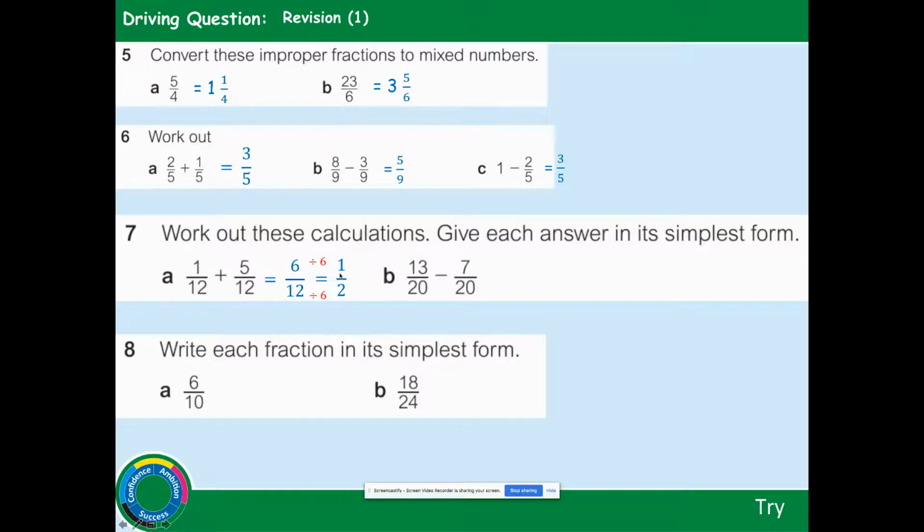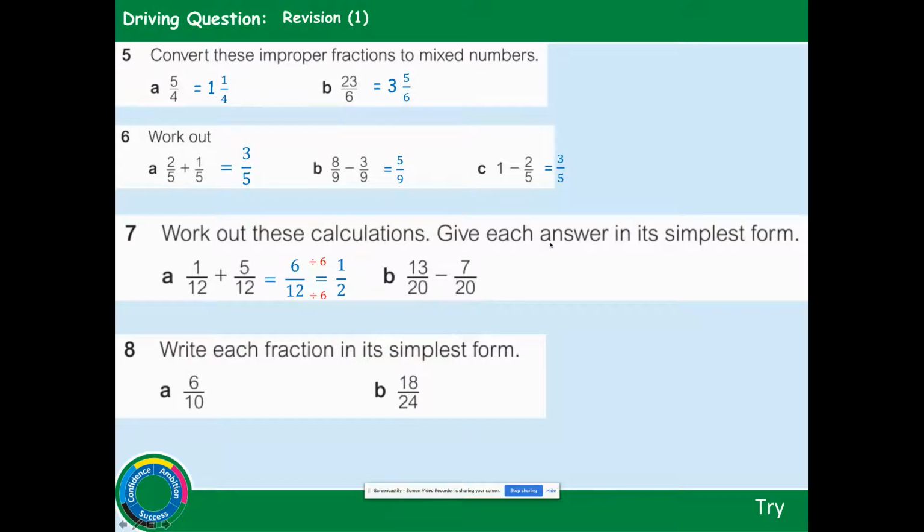It doesn't matter which way you do, as long as you get to the simplified version. If you've got 1 as a numerator, you know you've gone as far as you can. They don't all make 1 as a numerator though, so don't feel you've got to have 1 on the top.